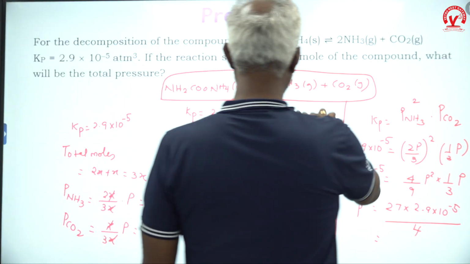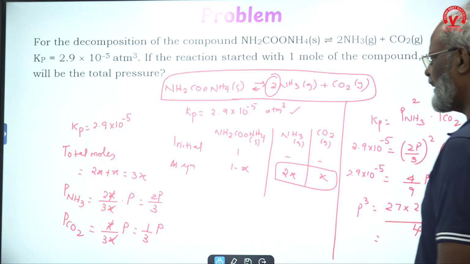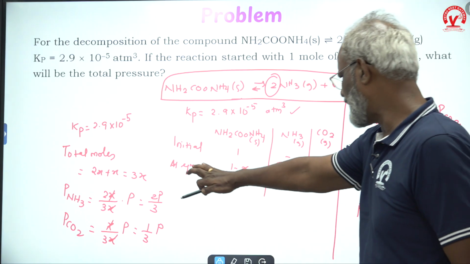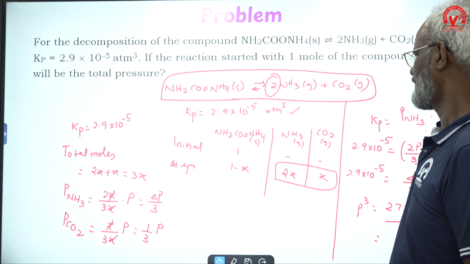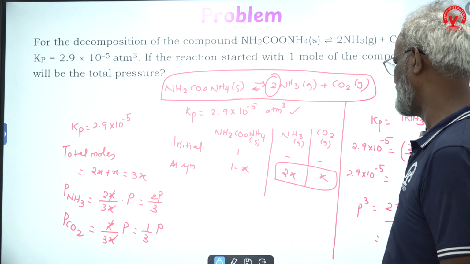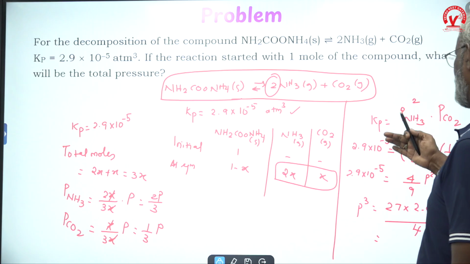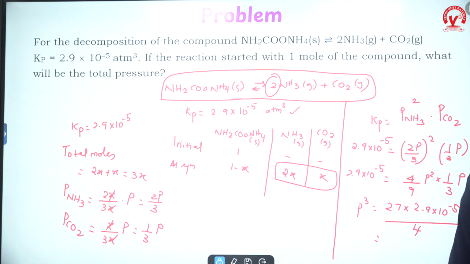When Kp is given, you are supposed to find out the partial pressure. To know the partial pressure, you must know the total number of moles at equilibrium. So first we calculate the total number of moles at equilibrium, counting only gases, since solids have to be left out. Then mole fraction into total pressure will be the partial pressure. Then substitute in the equation accordingly and equate that to Kp, and you will get the total pressure.